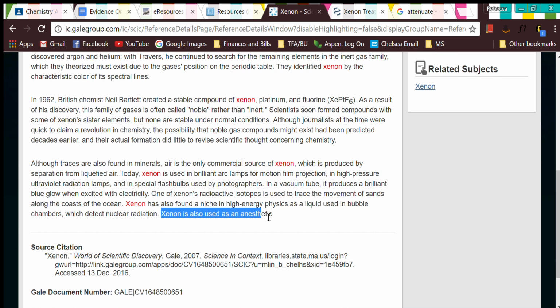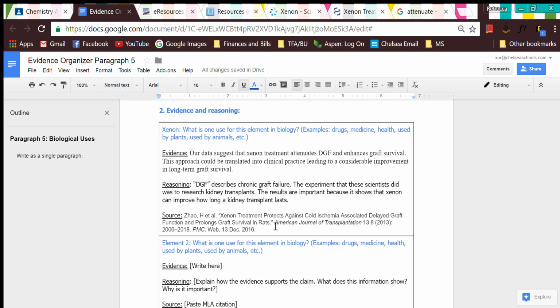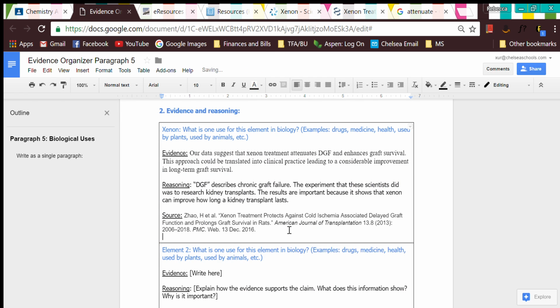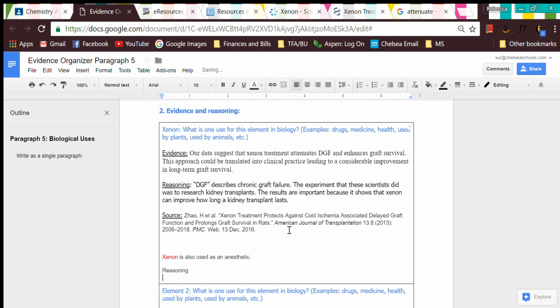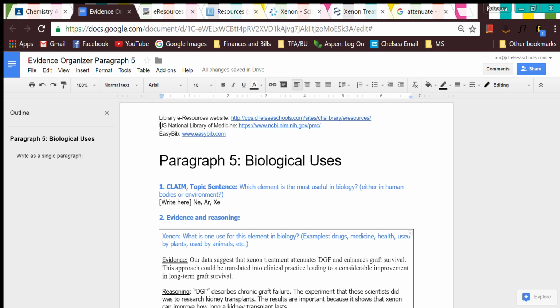Oh, it says xenon is used as an anesthetic. An anesthetic is something that numbs pain. So that can also be a piece of evidence. Maybe you can just paste that down here, explain your reasoning, and paste the MLA citation. You don't have to use this one, but try it first, and then you can come back and use CHS. Ask me if you have any questions. Good luck.